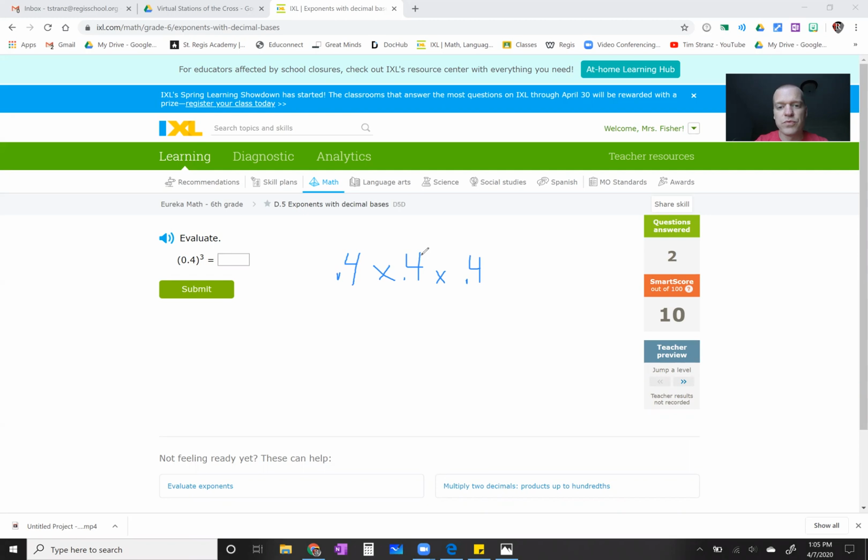Okay, so 4 times 4 is 16. So I'm going to write 16 down here. And then 16 times another 4. Remember, this is 6 times 4 is 24. That's going to be 64. Okay, so you got 64 and you got 3 decimal places. So 1, 2, 3. And there needs to be a 0 right here. Okay, so 0.064. Let's see if I'm right. 0.064. There you go.